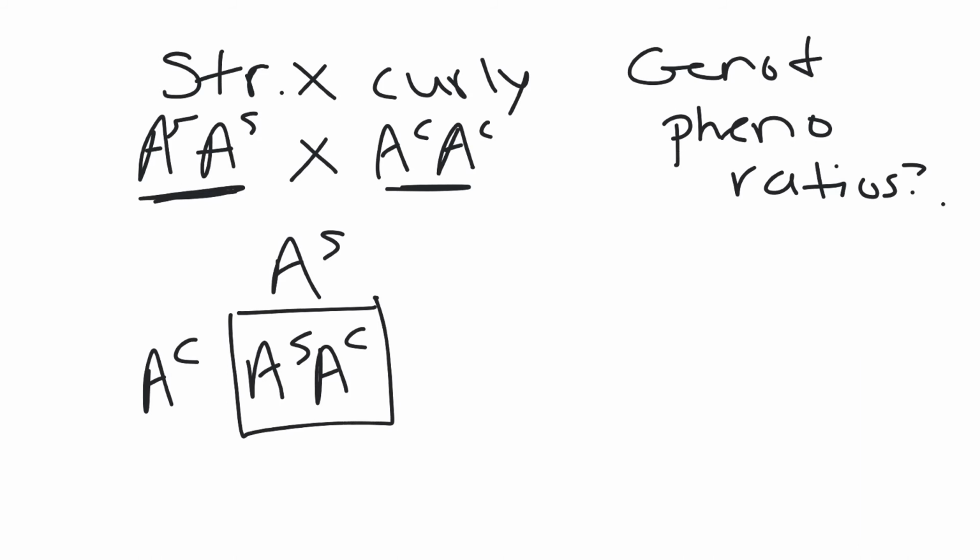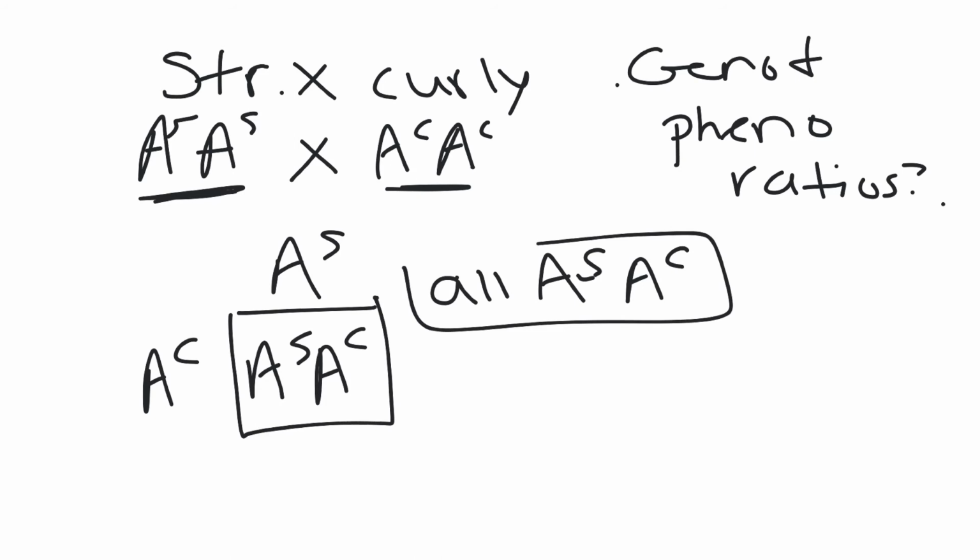So, what is my genotypic ratio? Well, 1 means nothing to me. You can't say 1 ASAC. That doesn't even make sense. So what you'd write here is that they'd all be ASAC, and that's your genotypic ratio. And your phenotypic ratio is all, in this case, kink tails.